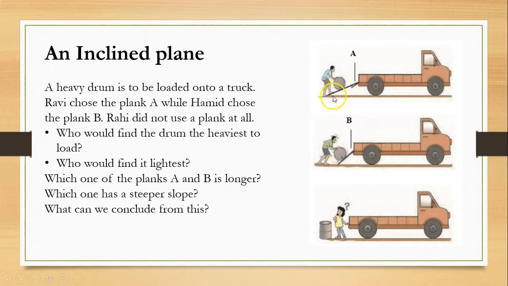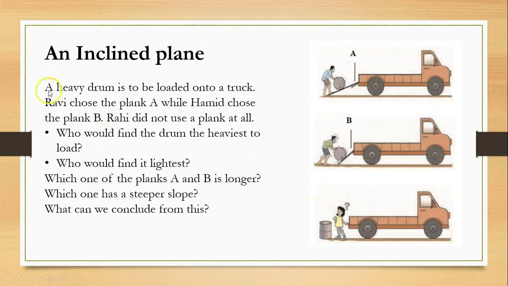Now, carefully look at these planks. These are different planks. Plank A is a longer one and plank B is shorter. Plank A has a gradual slope while plank B has a steep slope. And this third person is not using a plank at all. This person, named Rahi, maybe she wants to lift the drum and put it on the truck.